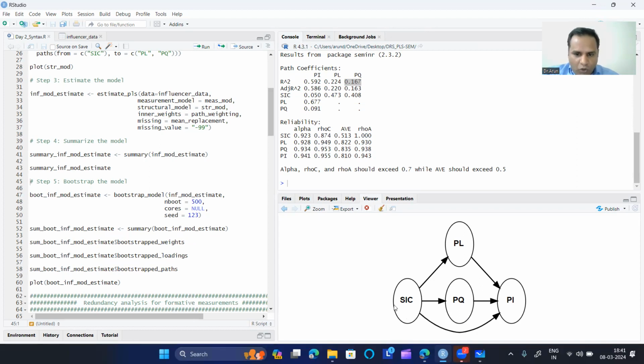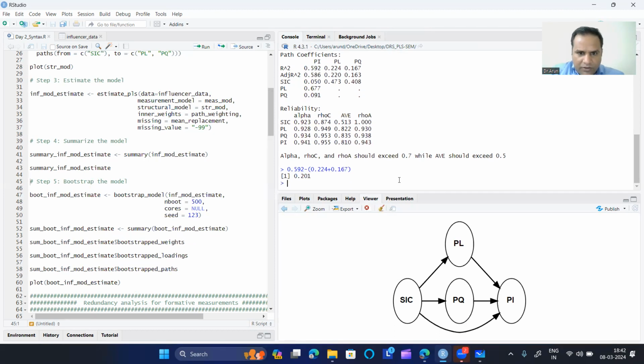But if you want to understand how much SIC is contributing to PI only, see, this is the total effect, the total R square. So simply minus this: 0.592 minus bracket start 0.224 plus 0.167. So here SIC is explaining 20% in purchase intention.